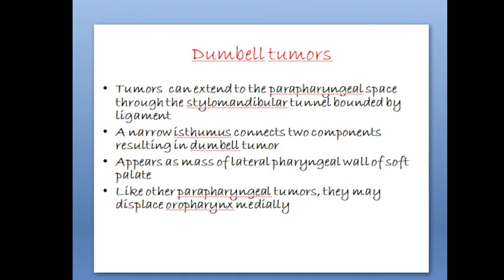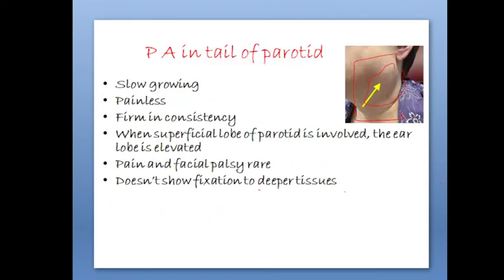The dumbbell tumors are tumors found in the deep lobe of the parotid, and when these extend to the parapharyngeal space through the stylomandibular tunnel bounded by the stylomandibular ligament, there are two prominent components seen, that is why the term dumbbell. They clinically appear as masses of the lateral pharyngeal wall in the region of the junction of soft palate and hard palate, and they may displace the oropharynx medially.